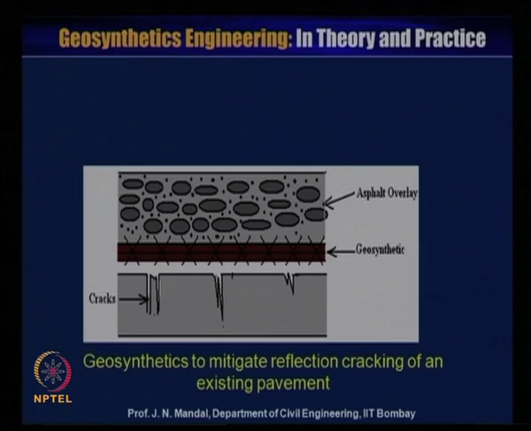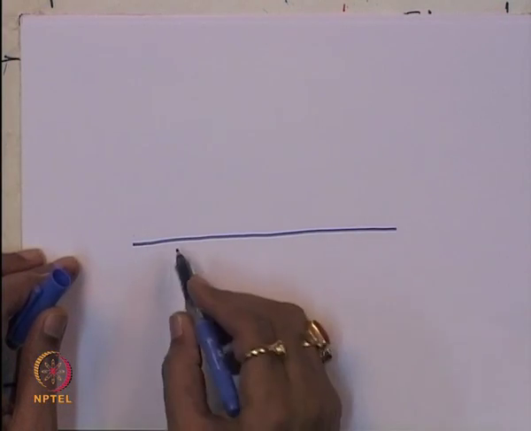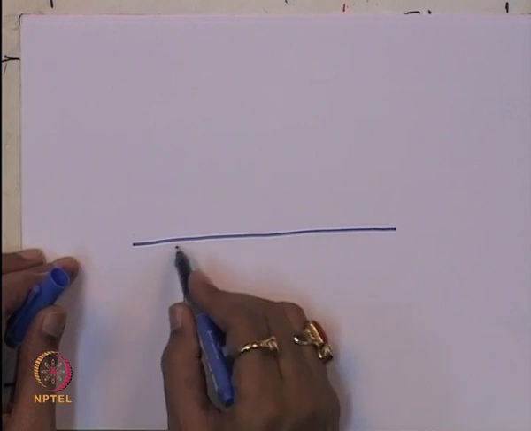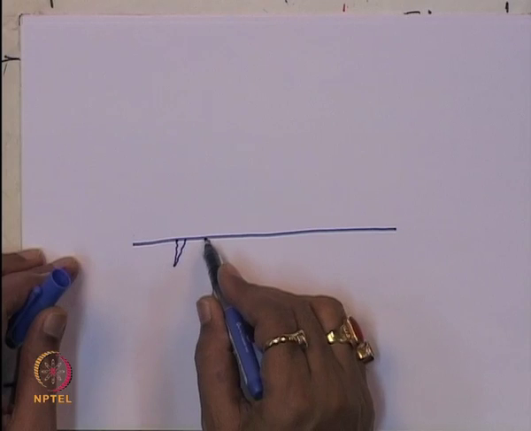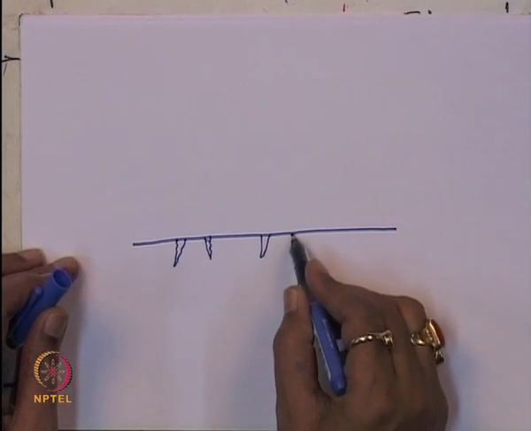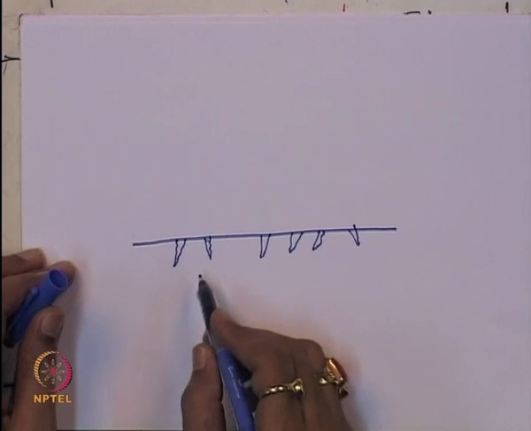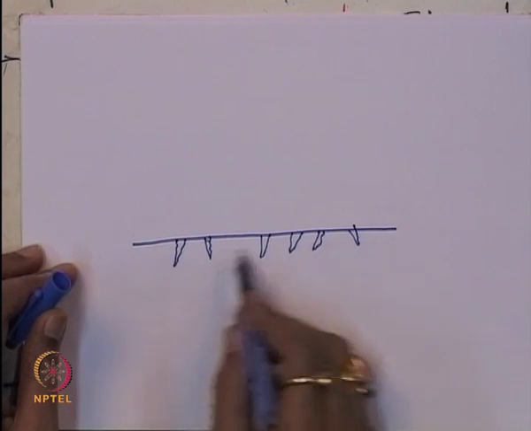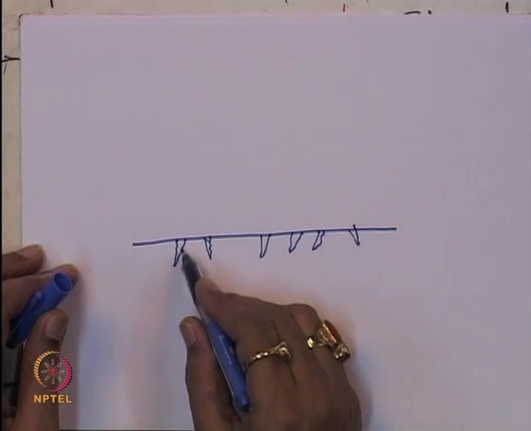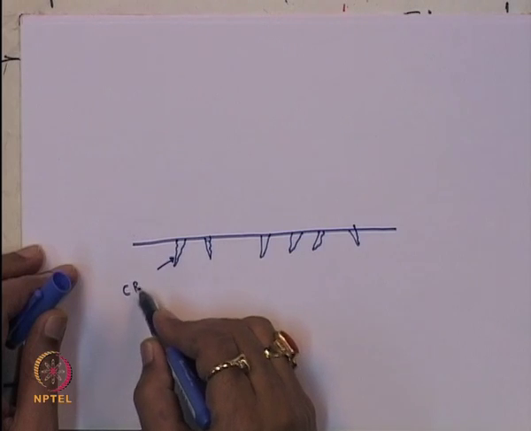Now, reflection crack prevention in pavement overlay. Look here, this is the pavement, and there is a possibility of different cracking patterns on the road surface. So, it is required to resurface the existing pavement due to excessive crack. So, this is the crack.